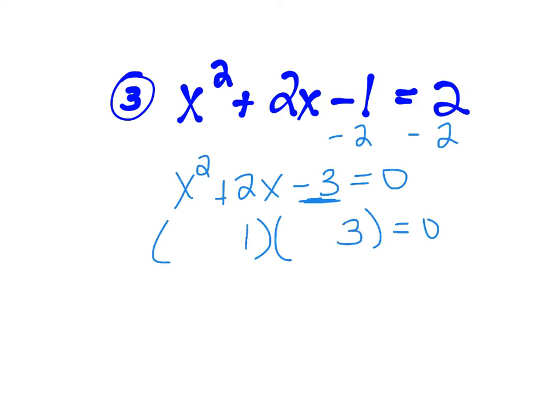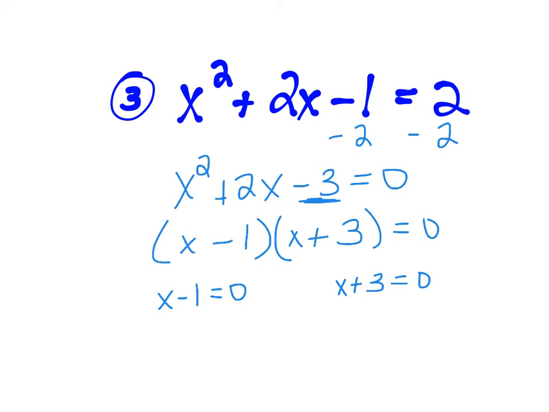I want a positive 2 when I combine them. Negative 1. Good, William. Negative 1, positive 3. And since my a term is 1, what goes in the front of each parenthesis? X and x. Good. Now I factored it. I have to solve it. How do you solve? Set each equal to 0. So x minus 1 equals 0. X plus 3 equals 0.